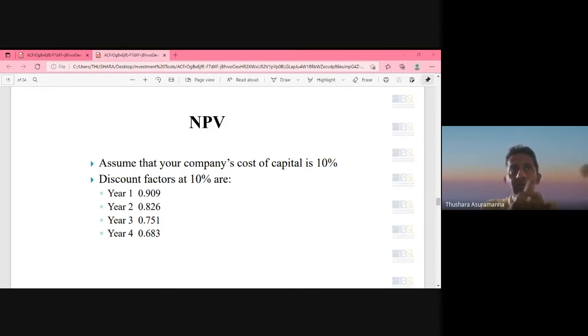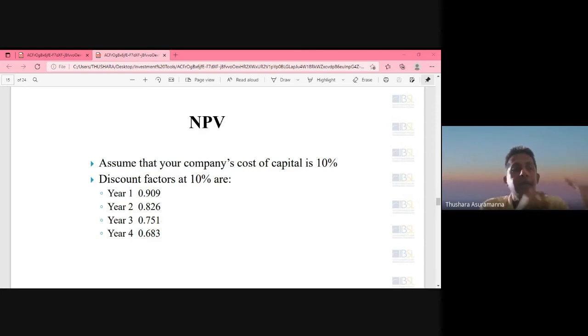Year 1, year 2, year 3, year 4. Year 0, actually, discounting factor is how much? 1. Why? n is equal to 0. If you put 1 divided by 1 plus r to the power n, where n is equal to 0, then the value is 1, if you use that equation. So technically, for year 0, the discounting factor is 1. For the rest of the years, it will read as year 1, year 2, year 3, year 4.